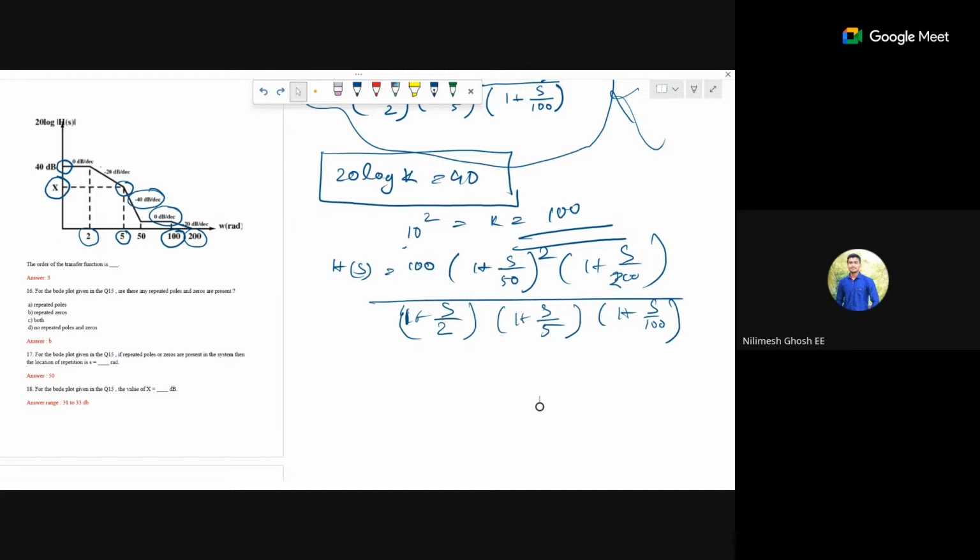A pole always contributes minus 90, not 90. A pole contributes minus 90 degrees, and a zero contributes plus 90 degrees. Okay, sir, understood. You are taking reference as the x-axis. Yeah, this is the omega axis. The x-axis is my omega axis.